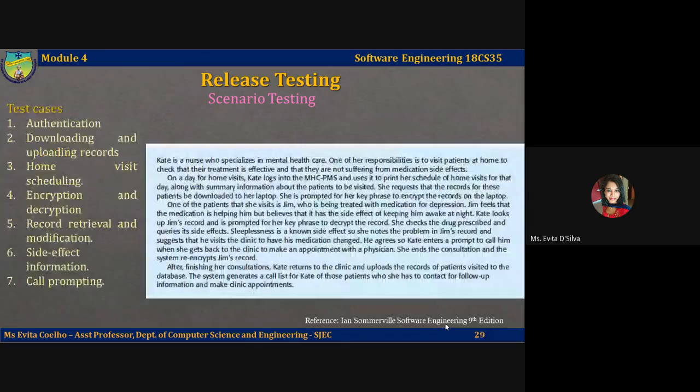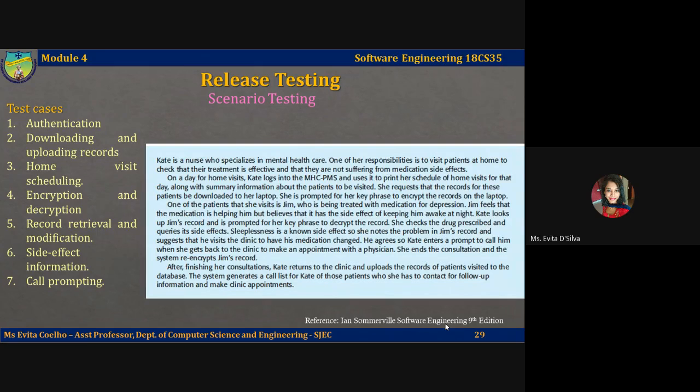Let's now take a look at a usage scenario for the MHC-PMS. You can read through the scenario given in the box, where Kate is a nurse who specializes in mental health care. Her responsibilities include visiting patients' homes, checking their treatments, checking the effectiveness of the treatments, and making sure they're not suffering from any side effects of medication. So Kate visits the homes assigned to her, logs every user summary and the side effects that have been observed, and then returns to the clinic and uploads all the records of patients visited to her database.